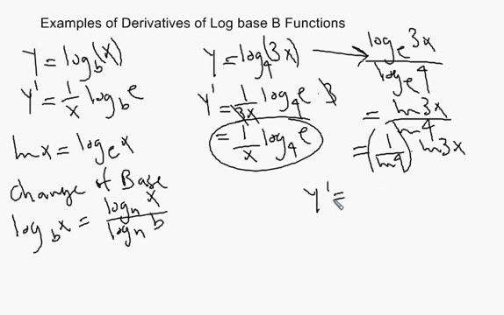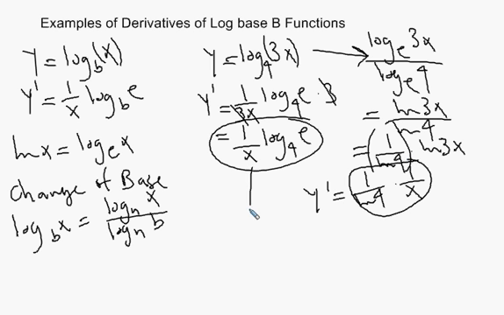So y prime then becomes the constant, because we always keep the constant when it's multiplied by a function, times the derivative of ln of 3x, which we've done a bunch, that's 1 over x. So 1 over ln of 4 times 1 over x. So here's two different answers to the same problem.